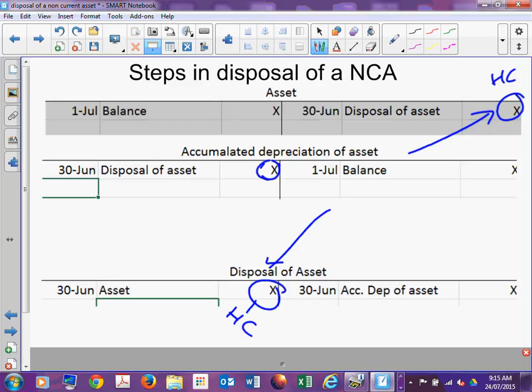So, we said that we would debit accumulated depreciation and credit disposal, and that's what that entry down there is. So, let's just change the colour so you can see. So that and that entry is the second from our general journal. Correct. So the cross-reference is accumulated depreciation of the asset.